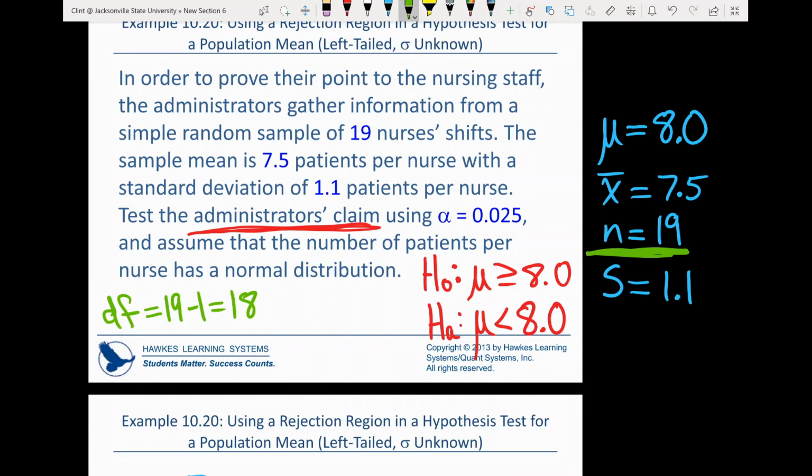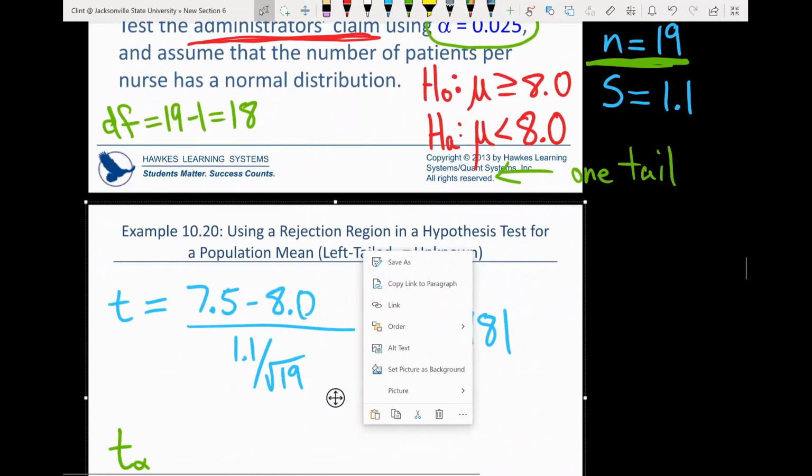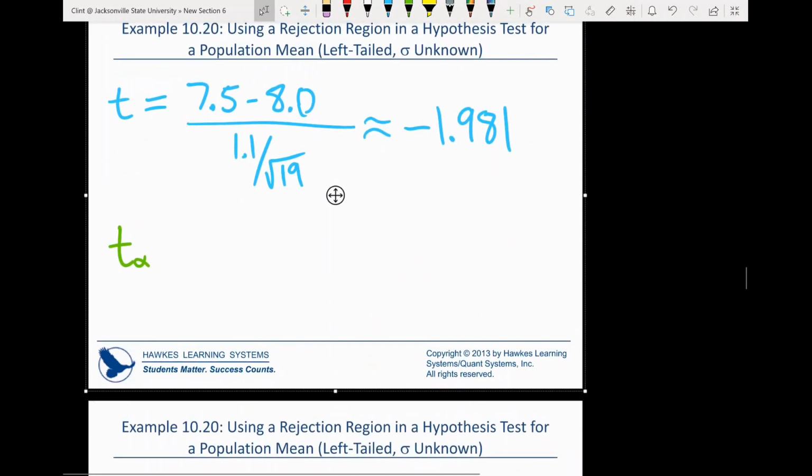Now our area in the tails is 0.025. We've got to decide if that's in one tail or two tails. So what type of test are we doing? This is a left-tailed test. So this is a one-tailed test. So we're going to look up 18 degrees of freedom with 0.025 area in one tail. And if you go to the t-table and you look that up, 18 degrees of freedom, 0.025 in one tail, our critical t-value, 2.101.